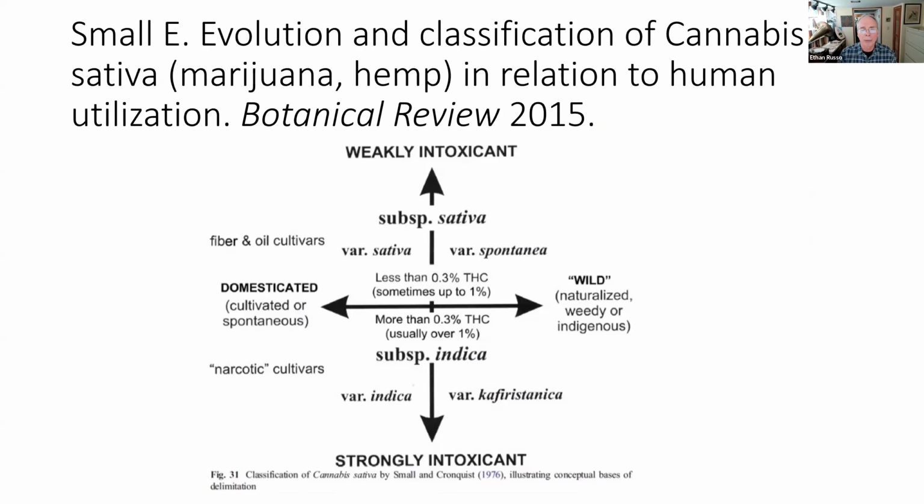Back to Professor Small, looking at different types and some definitions that have been imposed. So drug type has higher concentrations of THC, lower concentrations would be called hemp, and making a distinction between domesticated or spontaneous ones and wild types. But again, some of these are artificial distinctions.